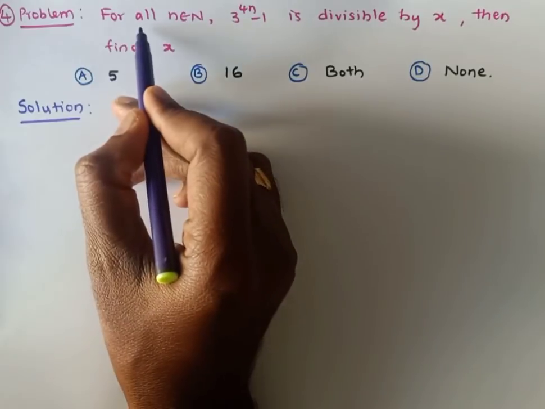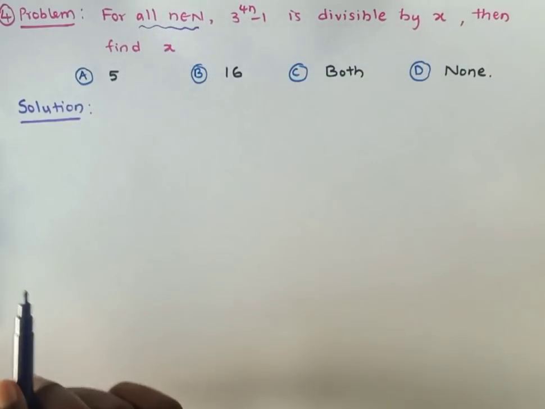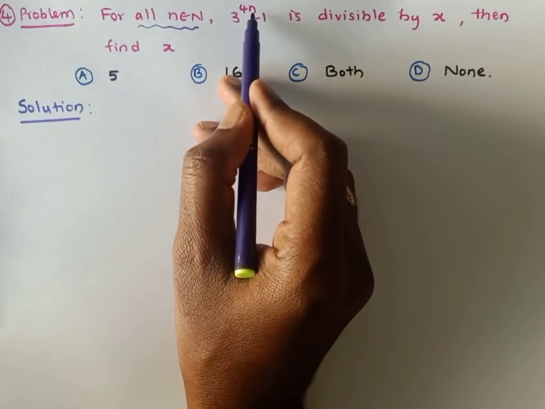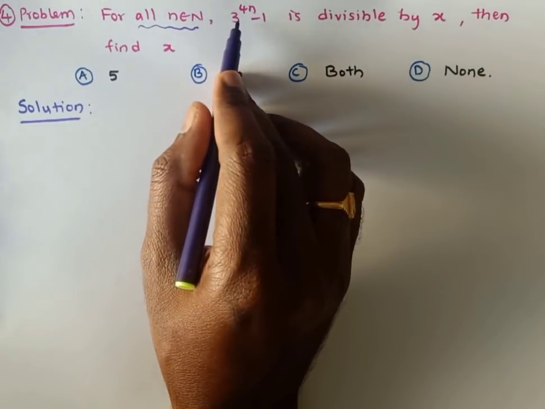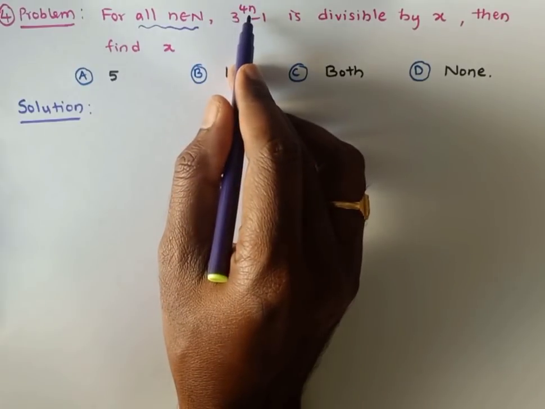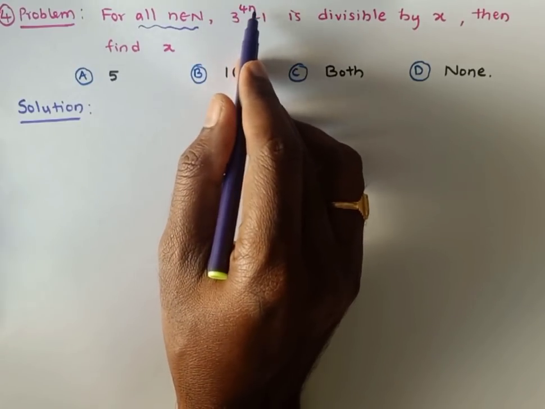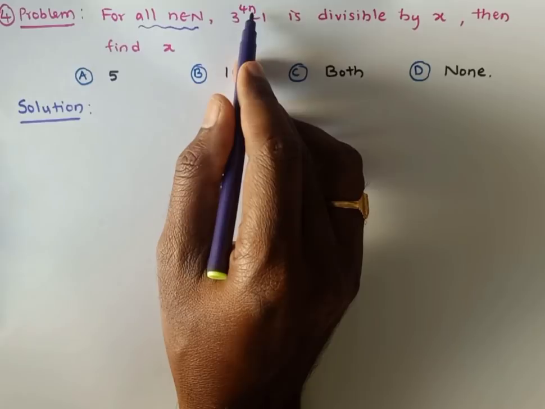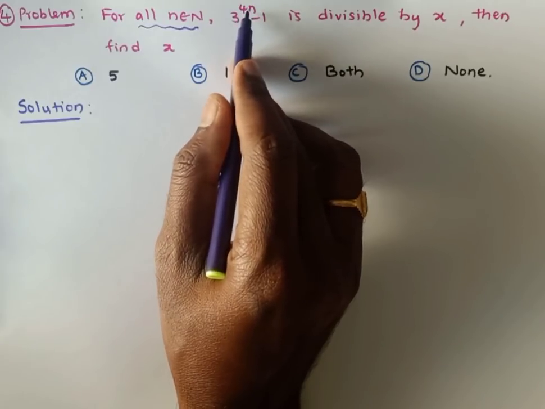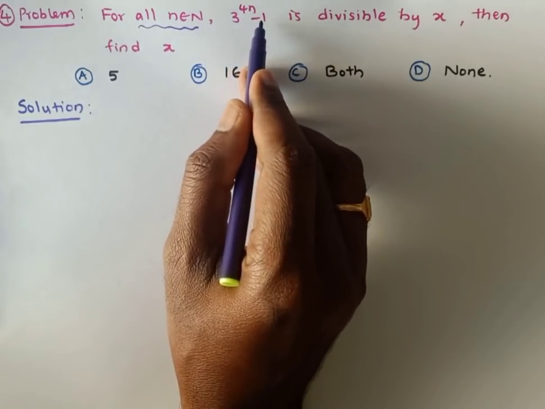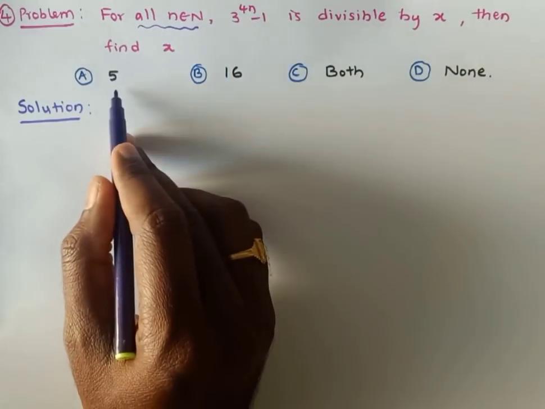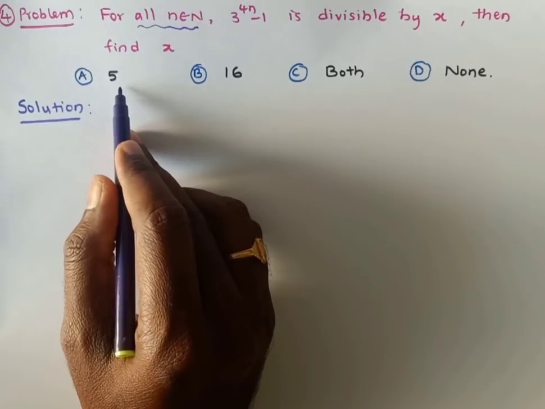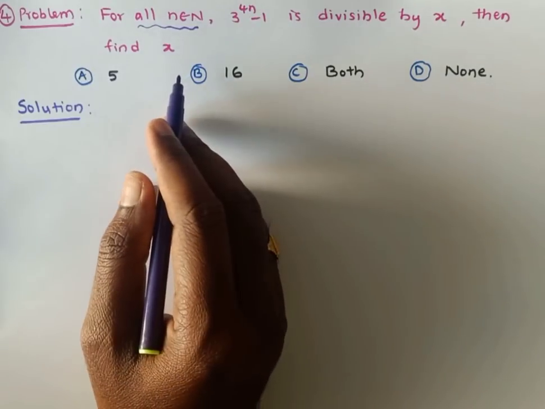Since the condition is given that this is true for all natural numbers, you can check with n equals to 1, that is enough. After substituting the value of n as 1, it is 3 to the power of 4 into 1. So 3 power 4 means 81. 81 minus 1 is 80. So the value is 80. Is 80 divisible by 5? Yes. So 80 is divisible by 5.